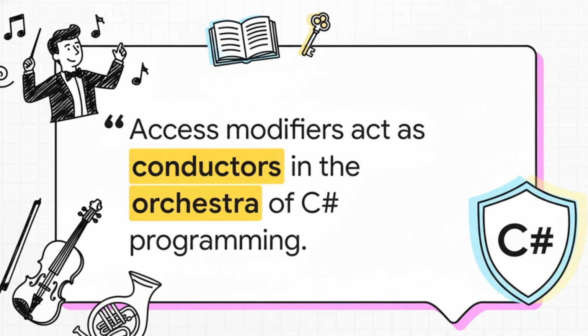In the orchestra of C# programming, access modifiers act as conductors. That's it right there. You're the conductor. These keywords are your baton. You're the one deciding who plays what, directing the entire flow, and making sure all the different parts of your code work together beautifully, in perfect harmony.